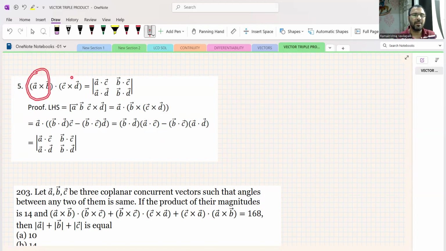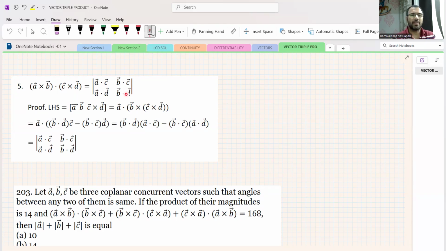A cross B dot C cross D is equal to the determinant of A dot C and B dot C, then B dot C and B dot D. Here you see, A dot C, B dot C, A dot D, B dot D. We have taken each and every combination of dot product.